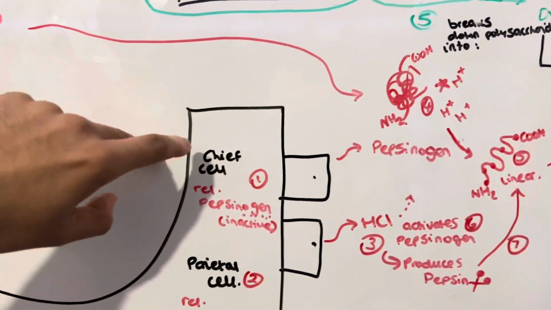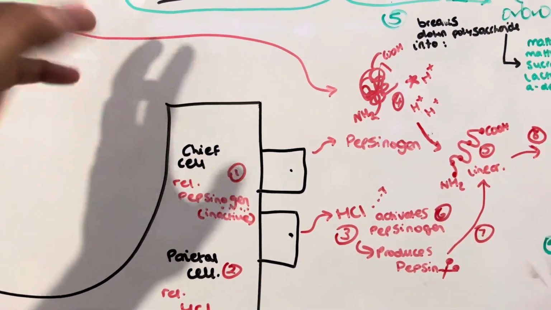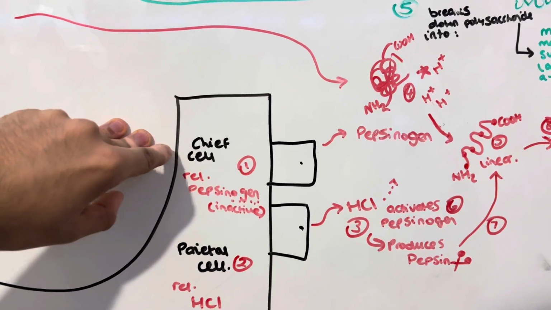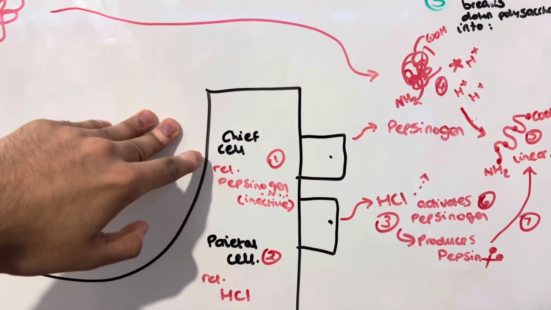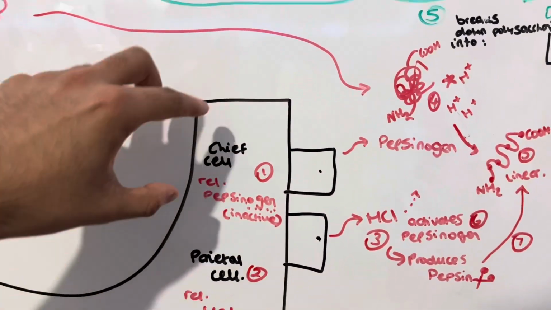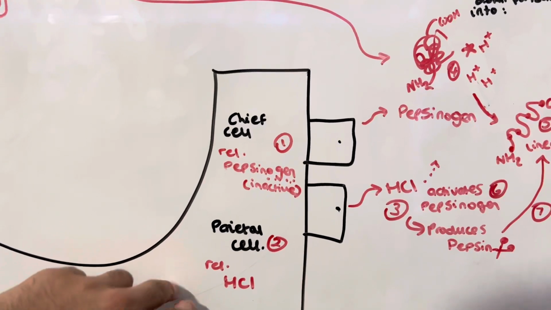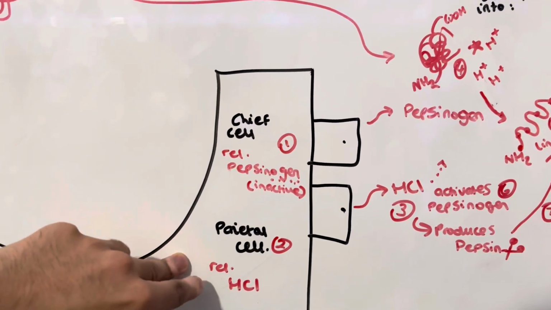So first, let's look over here. We've got different cells lining the stomach, like this in the stomach lining. We've got our chief cells and we've got our parietal cells. Our chief cells release pepsinogen. Pepsinogen, OGEN, is inactive. And then our parietal cells release HCl. HCl has two roles. One of HCl's roles is to denature our protein.